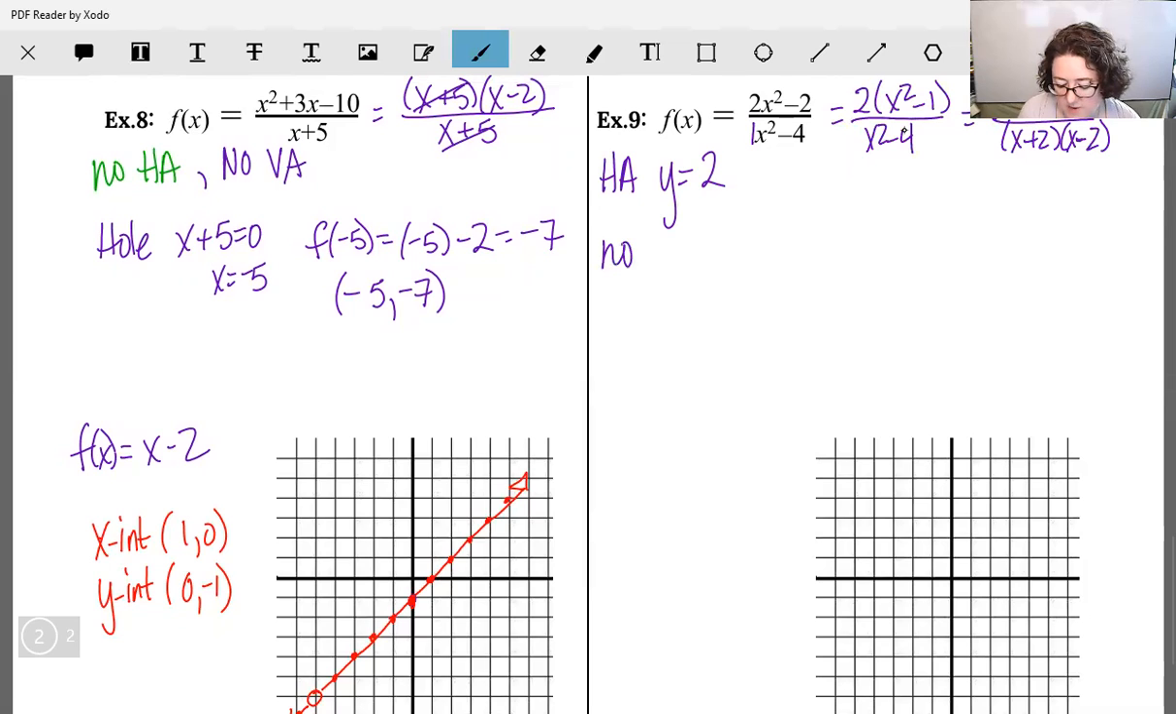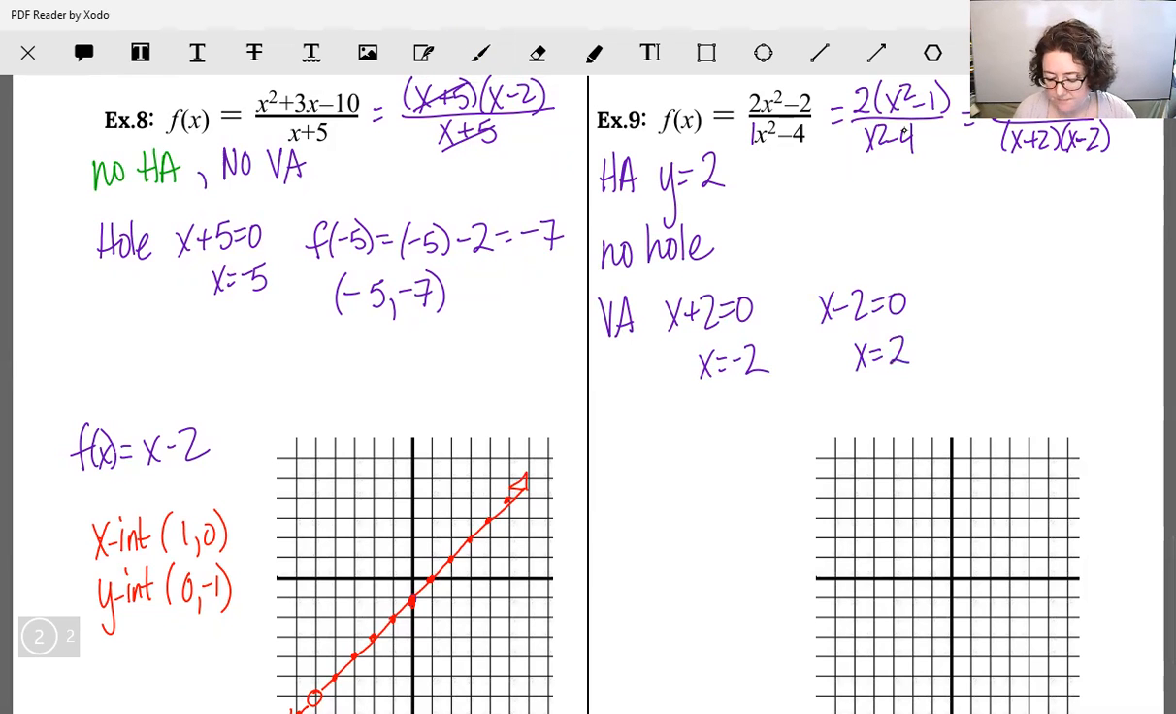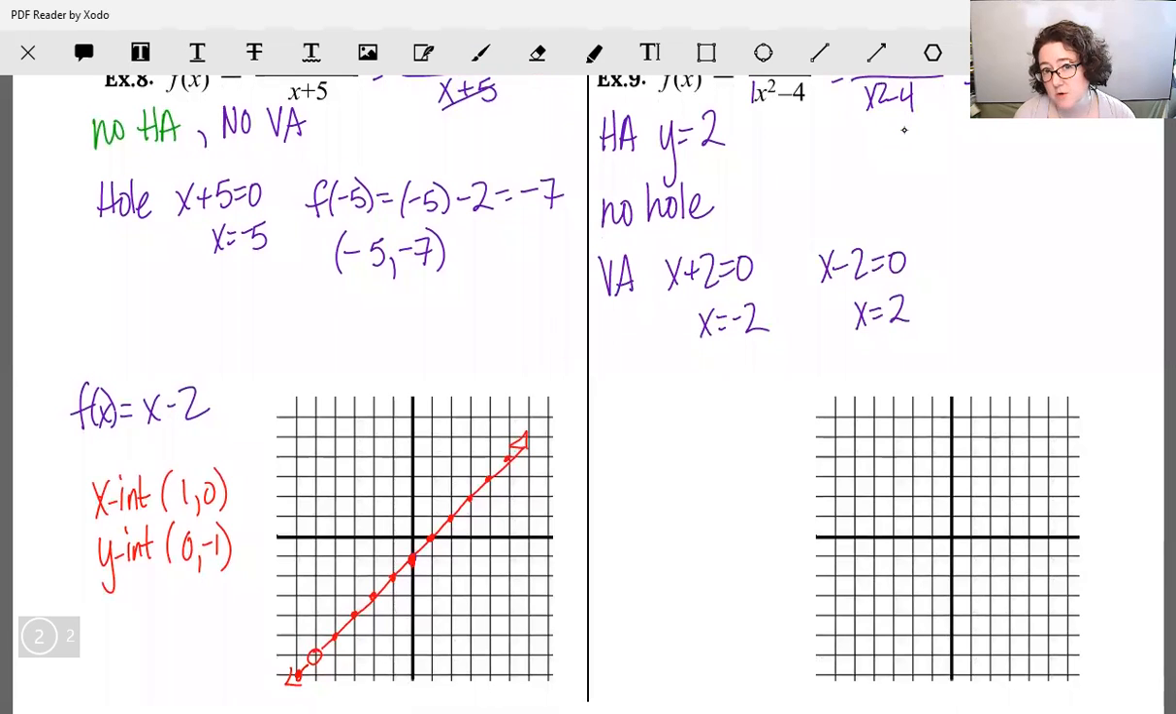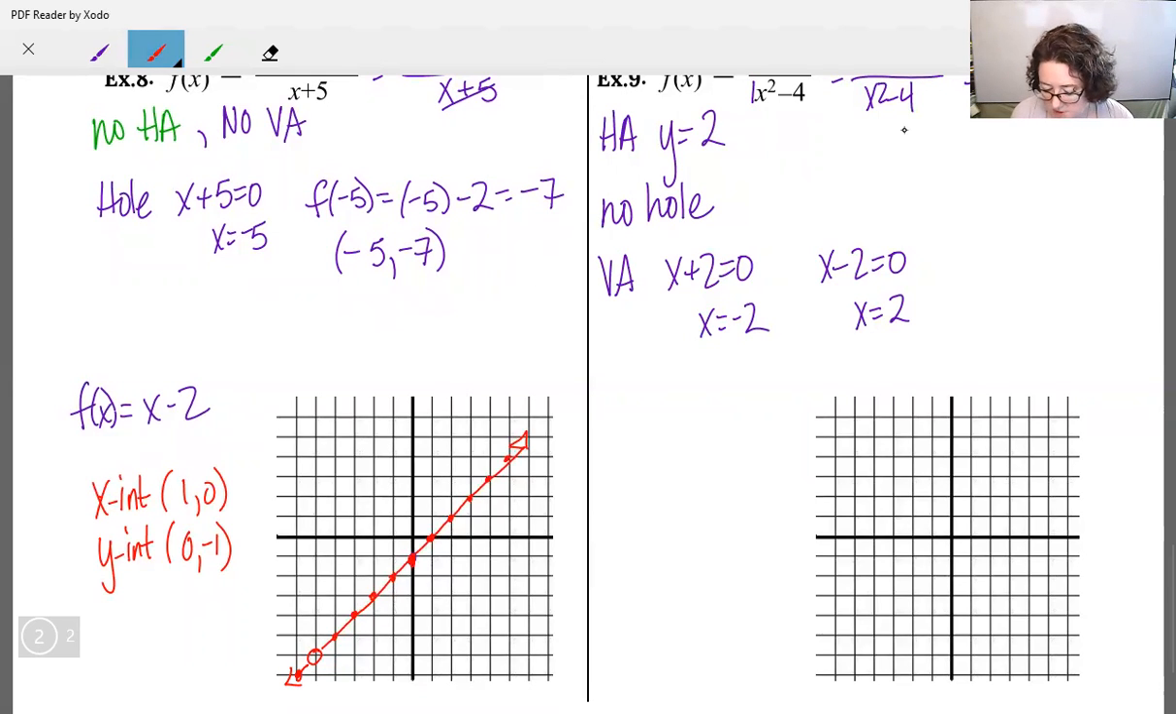So this is a scenario where we have no hole in the graph, so no missing points in the graph. But I do have 2 vertical asymptotes. One is going to happen where we have x plus 2, otherwise known as x equals -2. And the other is going to happen at x minus 2 equals 0, aka where x equals +2. So I can actually sketch this out almost to begin with. I have a horizontal asymptote at y equals 2, and then vertical asymptotes at -2 and +2.